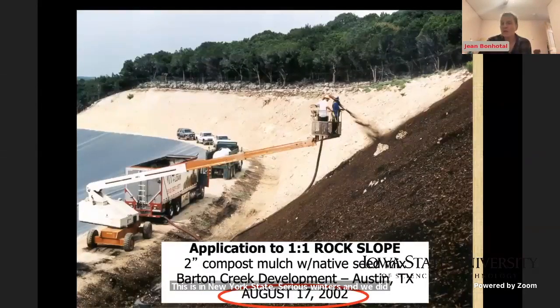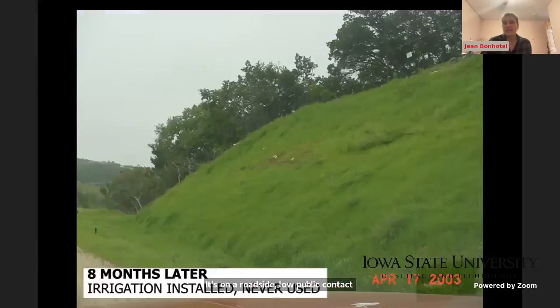This is a slope, and it's in Texas, and it was done in 2002. They're spraying a blanket of compost on this slope, and it happens to be biosolids compost. It's on a roadside, low public contact areas, and then they seeded it down. They seeded it down, and 8 months later, they had grass growing, and the aquifers were in such bad shape in Texas that they had to get something growing on the roadsides.